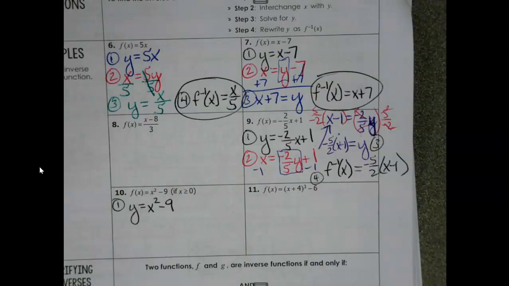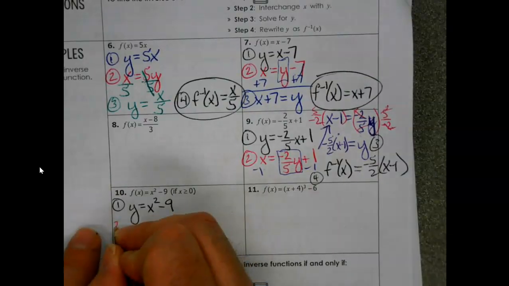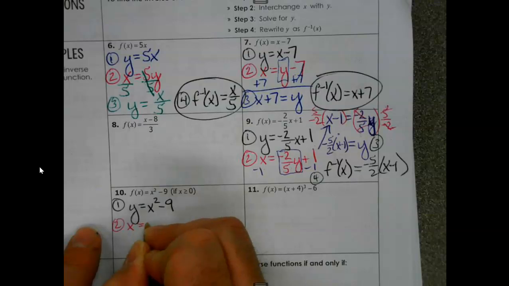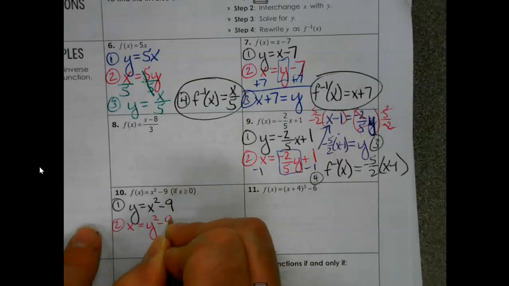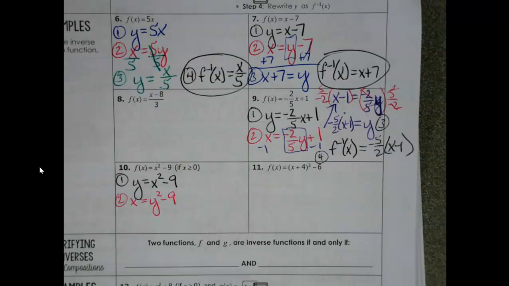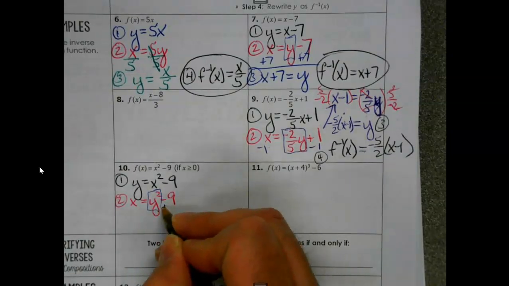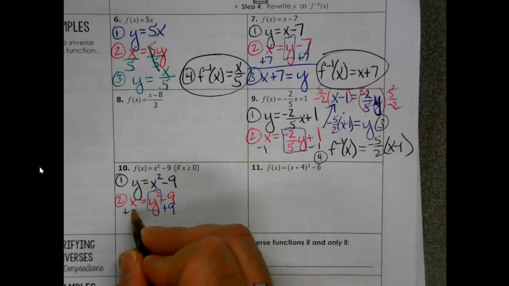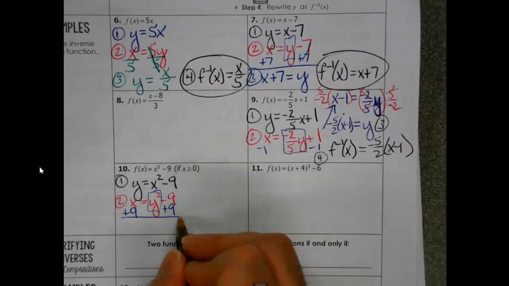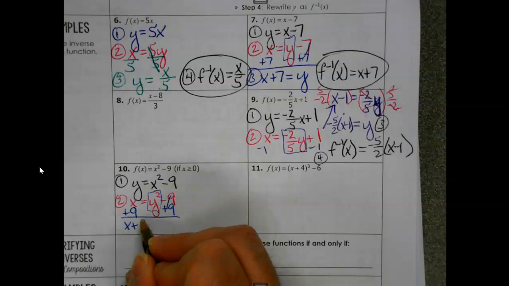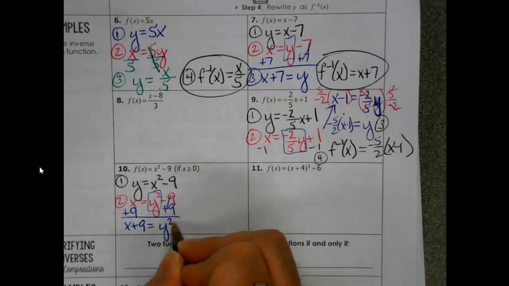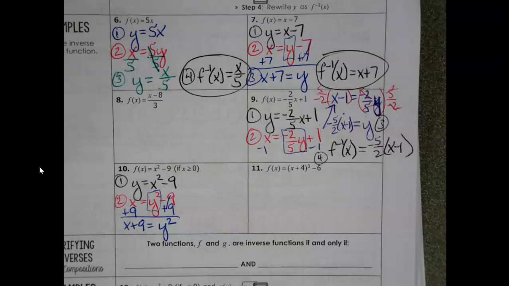Y goes in for f of x. X and Y switch. Now we go into solve for Y mode. So anything that does not have Y with it, and here's where life gets a little more interesting.